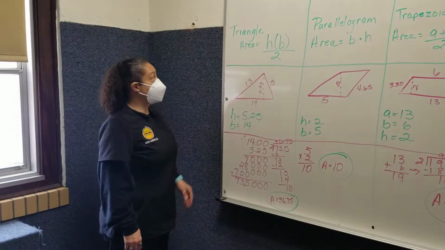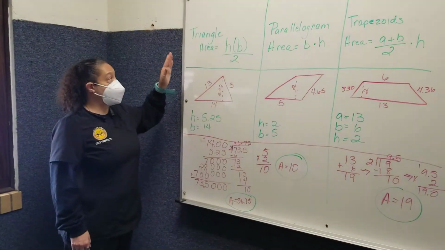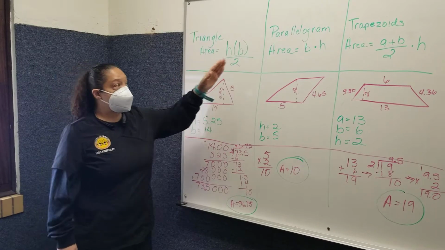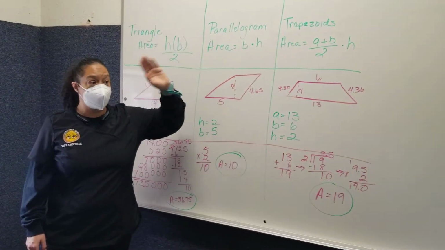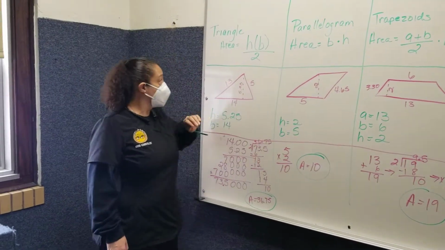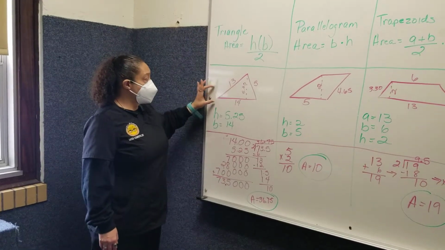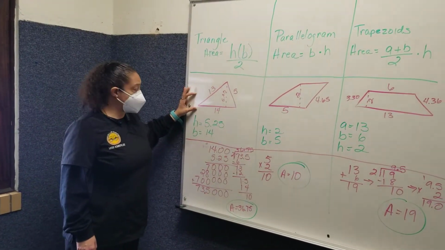All right, so today we're going to talk about areas with triangles, parallelograms, and trapezoids. This is for my sixth graders. So we start with a triangle. We recognize a triangle. It has three sides.